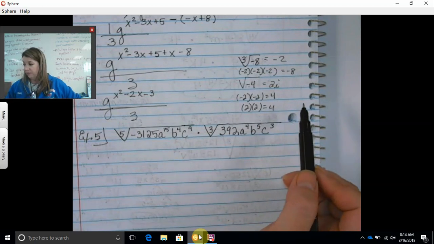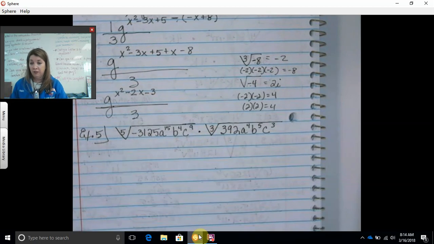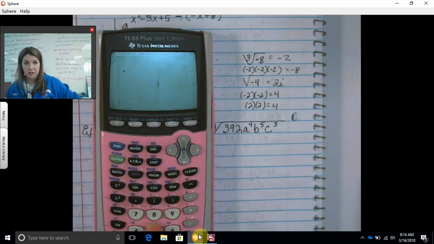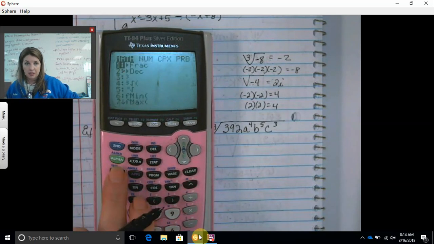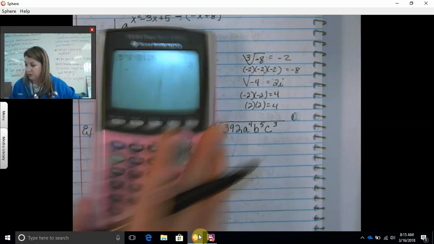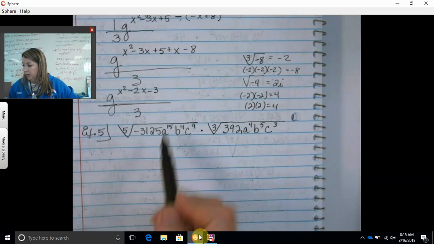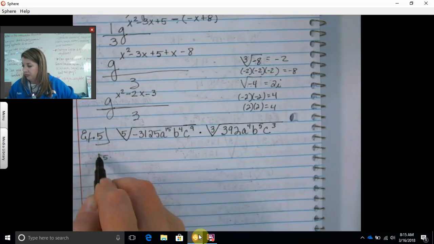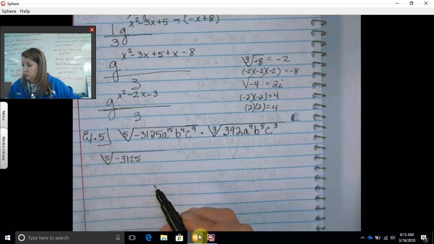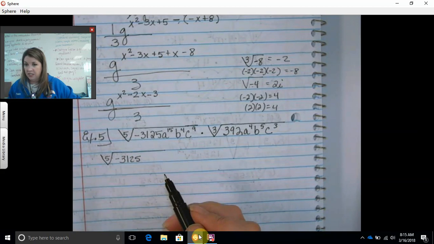All right? Okay. So let's hope that we can take the 5th root of negative 3,125. So since it's 5th root, we put the root in first. So 5, math, option 5, negative 3,125. Boom. So negative 5 times negative 5 times negative 5 times negative 5 times negative 5 is negative 3,125. All right. So I'm going to rewrite this, and I'm going to write everything in perfect 5th roots, which this is already. Will we be able to take the 5th root of a to the 15th?